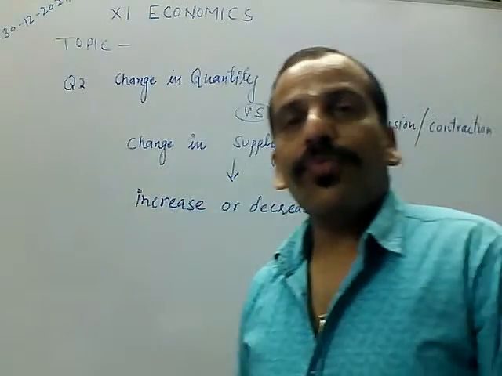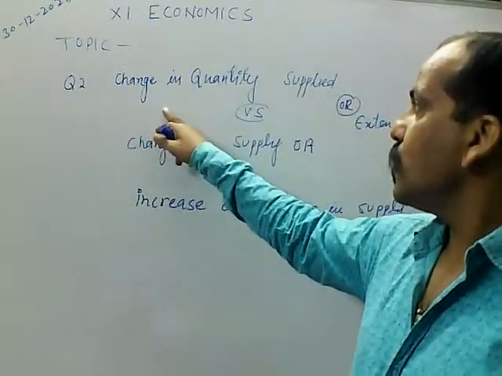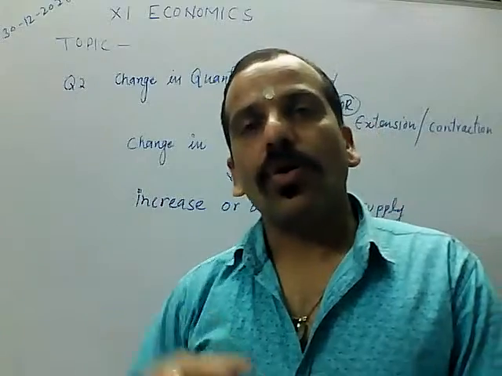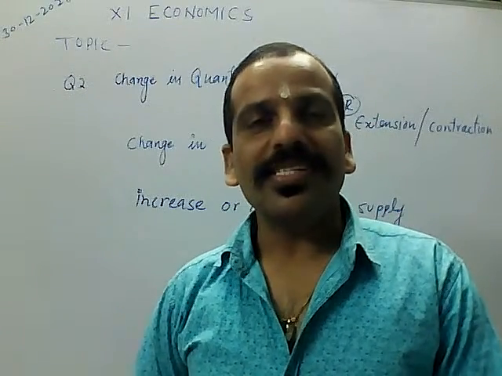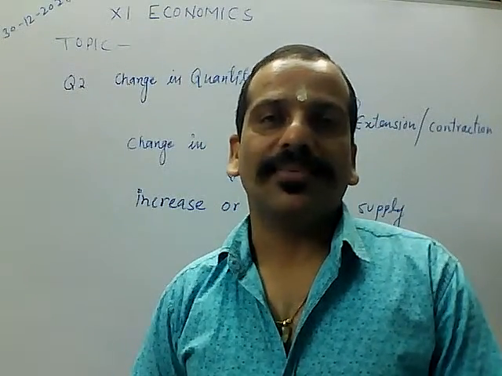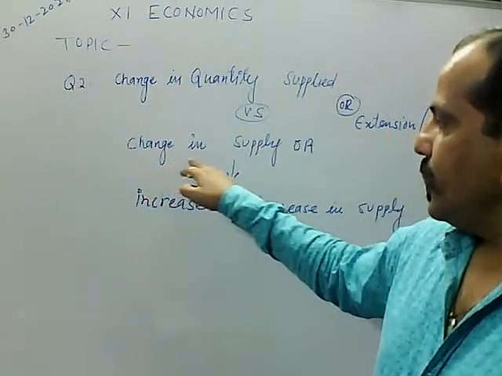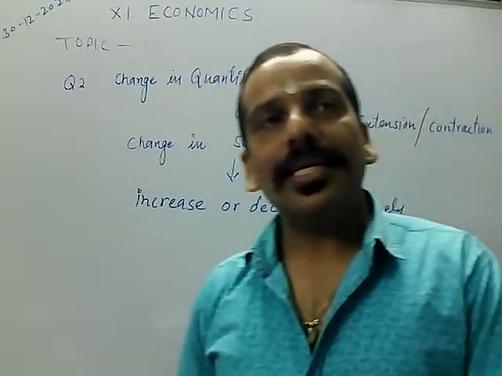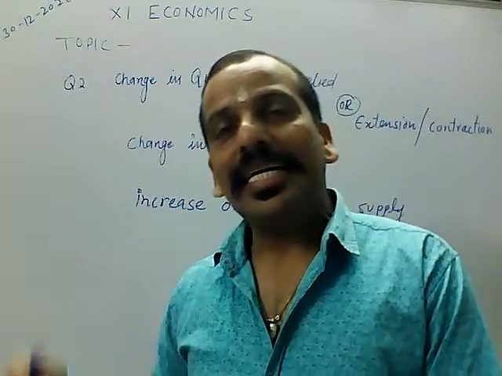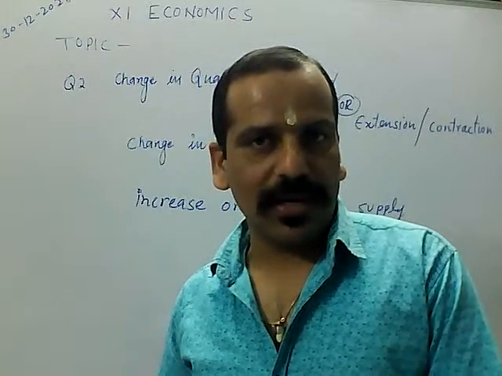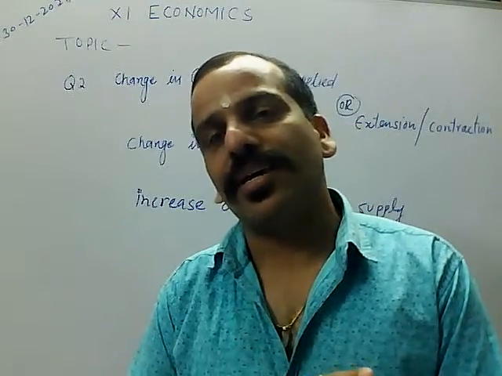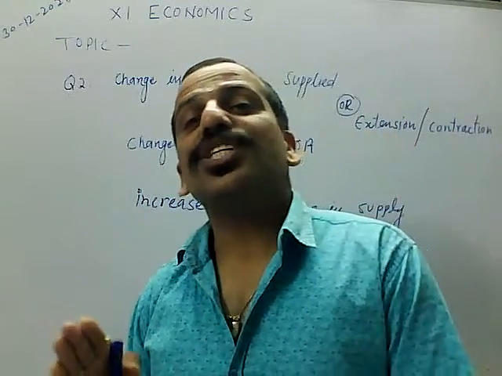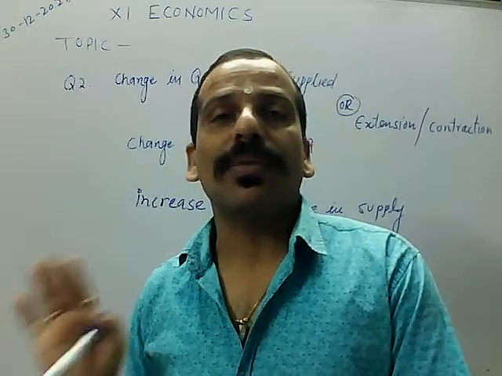Second point, again, effect on the supply curve. In case of change in quantity supplied, there is either an upward movement or a downward movement, meaning either extension or contraction in the supply curve. And in case of change in the supply, either an increase or decrease, there is either a right hand side shift or a left hand side shift in the supply curve. So here in case of change in the supply, there is a shift in the supply curve. You will find a new supply curve.